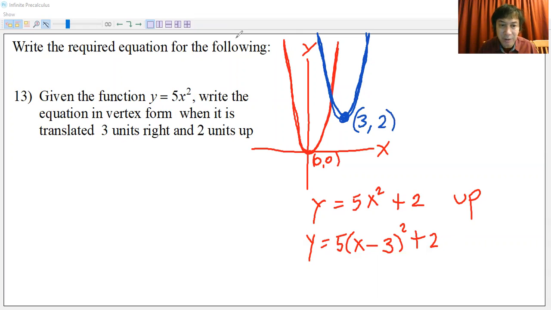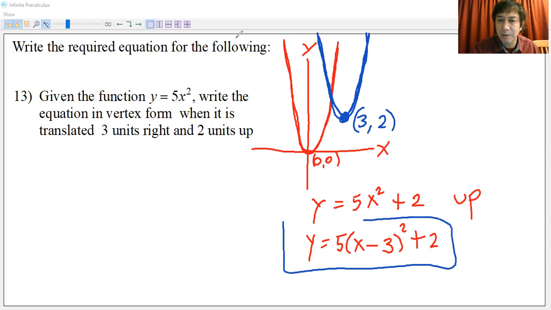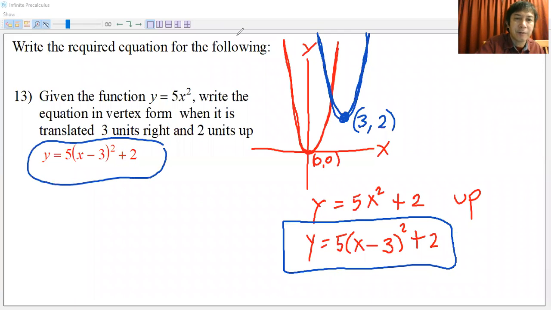So our answer here is this. This is our answer. This is 3 to the right and 2 up. All right. So let us verify the answer. I think there's the answer here. There. 5 times the quantity x minus 3 squared plus 2. There. All right, so that goes to our number 13.